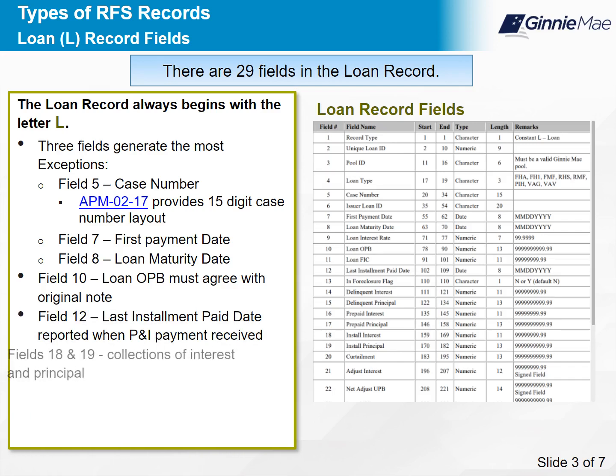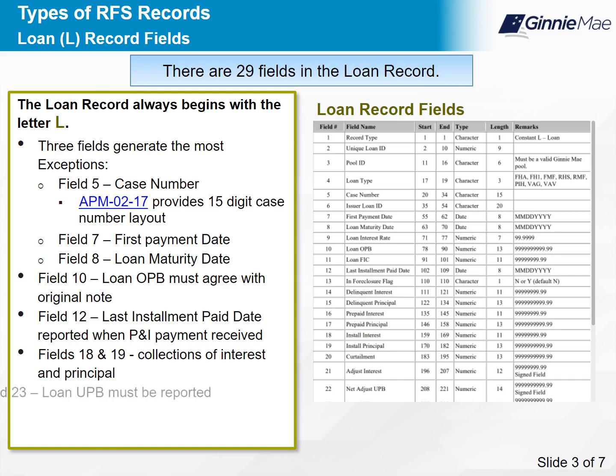Note that all collections of interest and principal should be reported in fields 18 and 19 when collected within the reporting cycle. If you collect more than one payment within the reporting cycle, the total must be reported in fields 18 and 19.